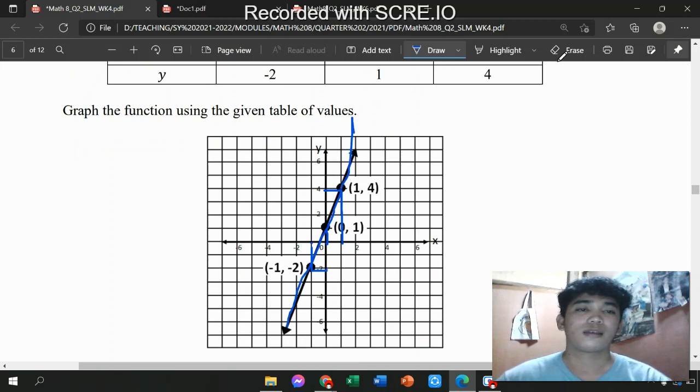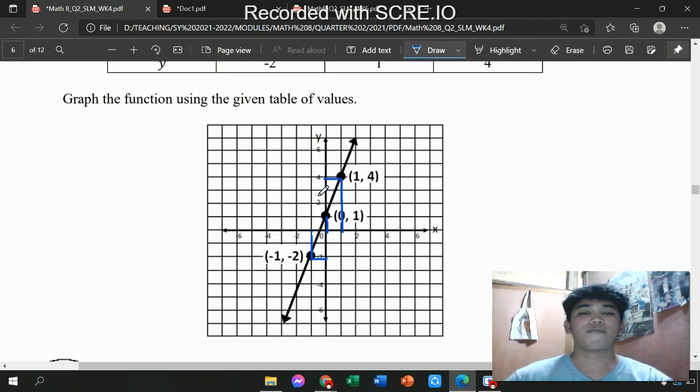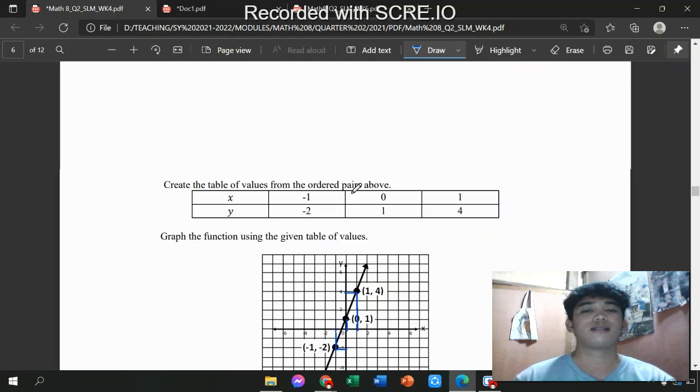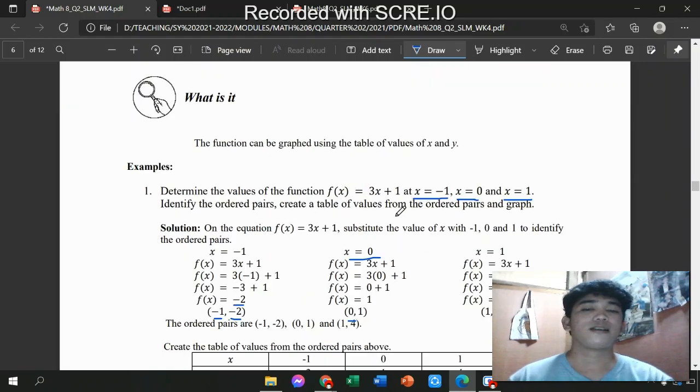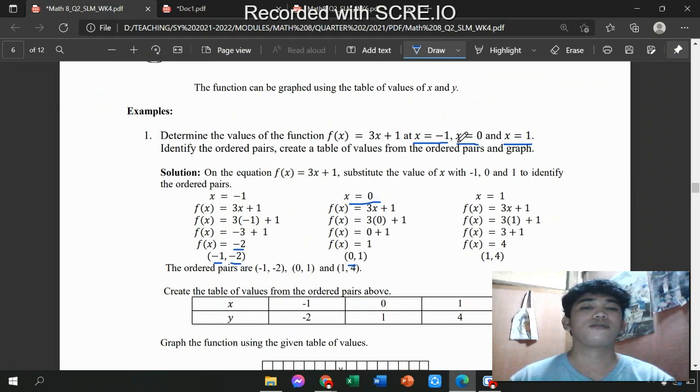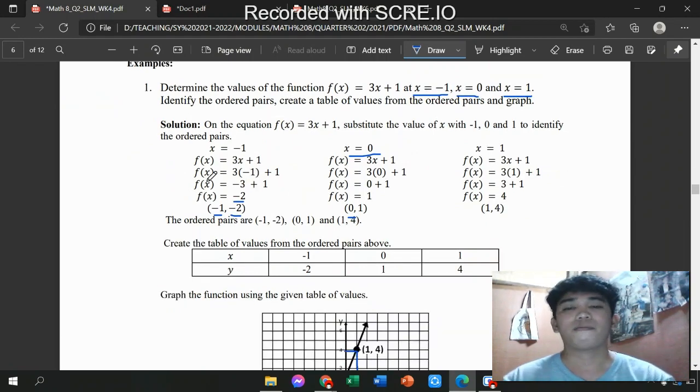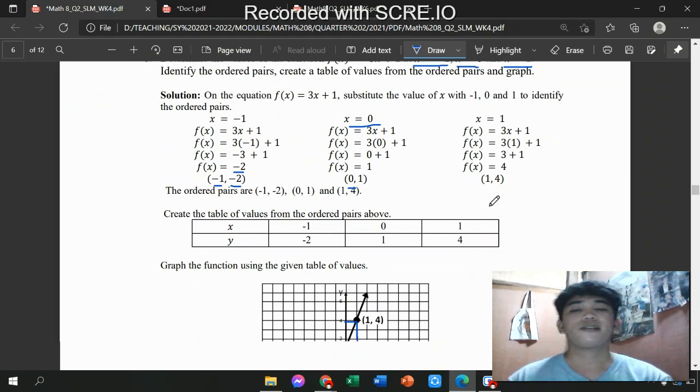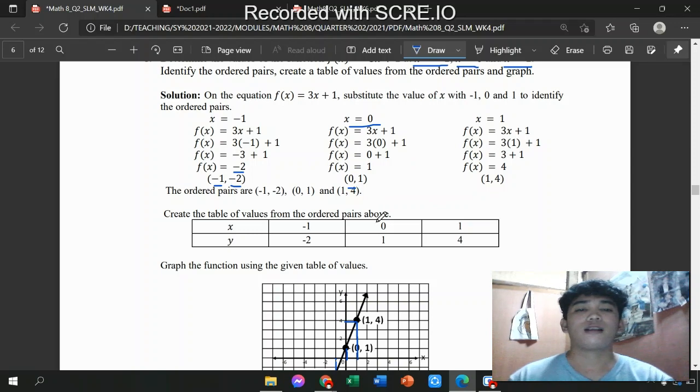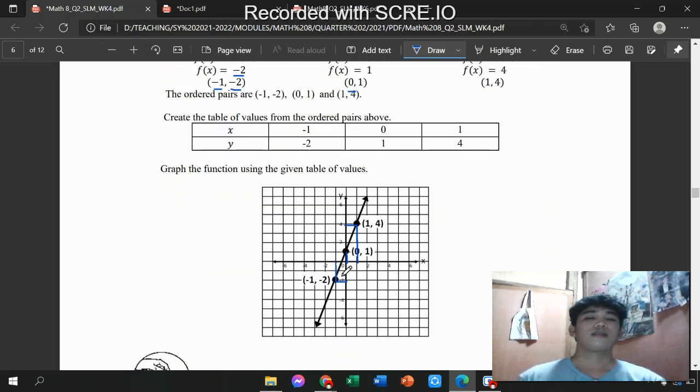Then you put arrowheads. So this is how you make a graph of the function. Very easy. First, you just have to substitute the given values of the x to the function hangtod nga makakita ka og ordered pairs. Then you put the ordered pairs in the table of values, and then from the table of values you create a graph. Very easy.